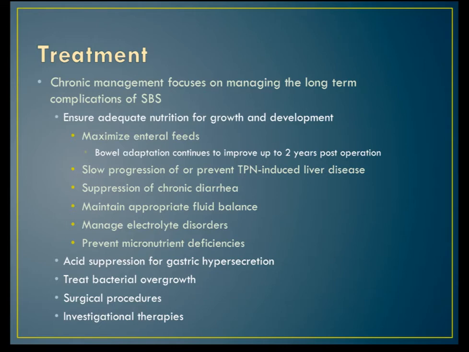They most likely will have chronic diarrhea, especially if resection of the colon is involved. So we'll want to do everything we can to suppress that. Obviously, we will always be worried about their fluid and electrolyte balance and making sure that that doesn't go untreated or unaddressed. They're also at risk for micronutrient deficiencies, so we'll want to make supplements whenever we can. We'll have them on acid suppression for gastric acid hypersecretion, as this can become a chronic issue as well. We'll manage their bacterial overgrowth, which we'll go more in depth on later in this discussion.